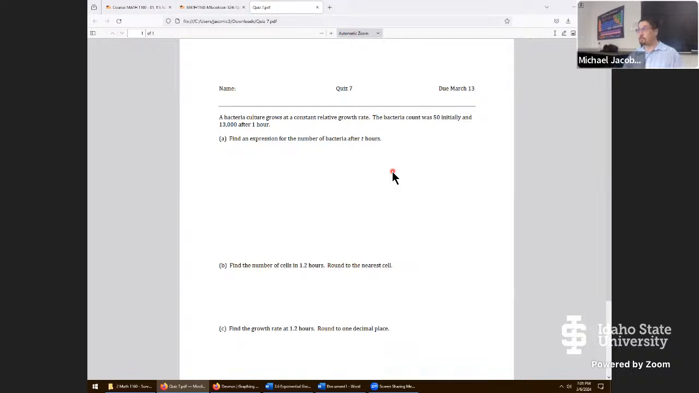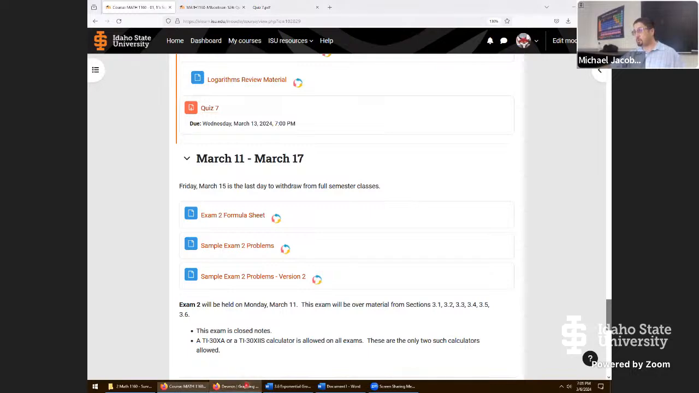And another thing you can do is, if you decide to solve this quiz and send it in to me early, I'll try to grade it early as well and give you feedback. That way you'll have a good understanding of where you're at on section 3.6 as it relates to the second exam.